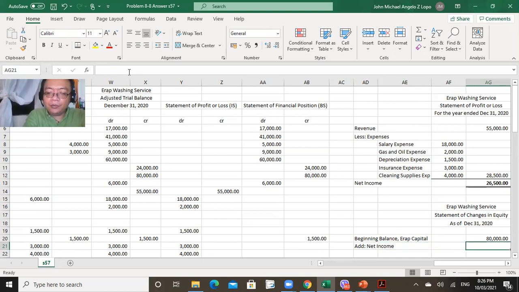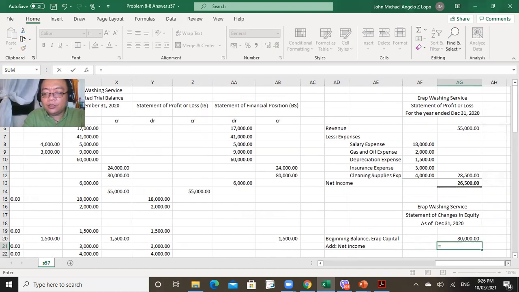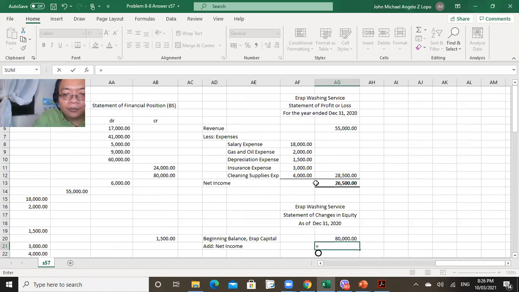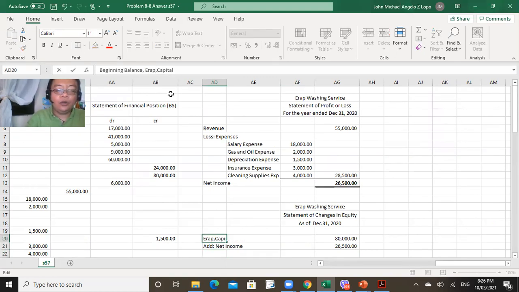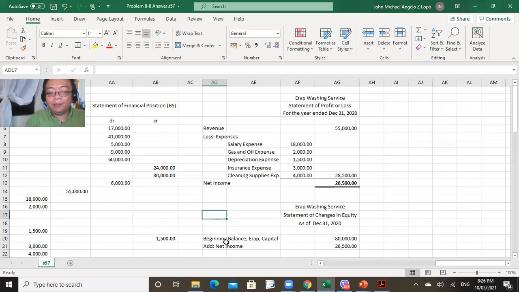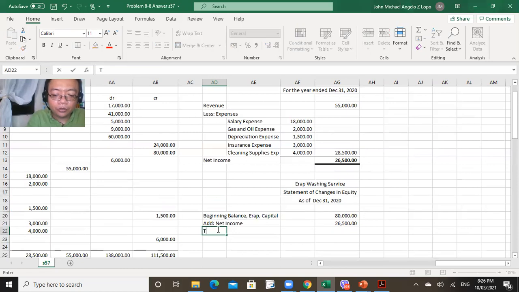All right. The net income here is how much? Take note, the net income here is 26,500. Meaning, all of this, 26.5, including the revenues and expenses, are all to be transferred to your ERAP capital account. Again, ERAP capital account is an equity. All the nominal accounts are all to be transferred to ERAP capital. All right.